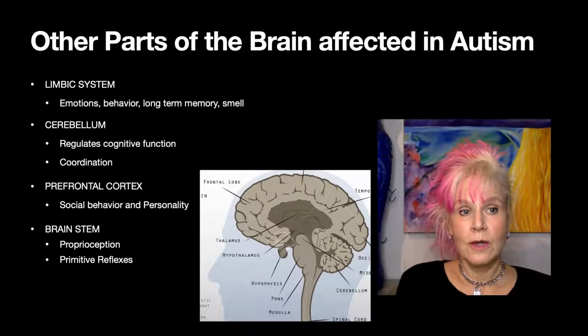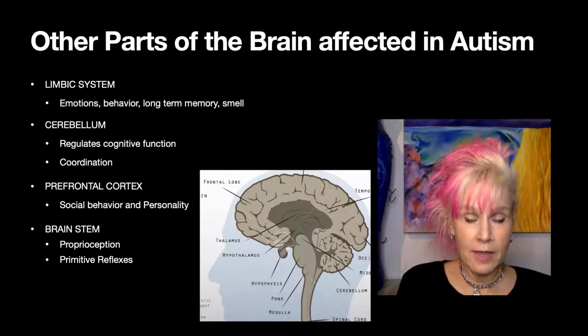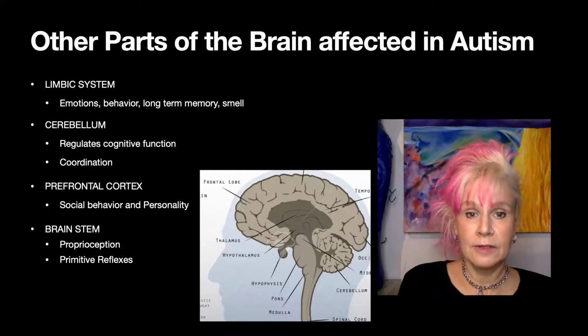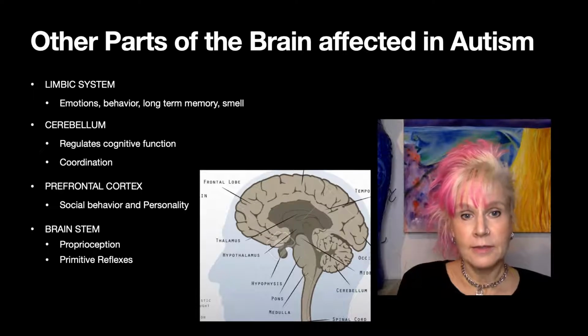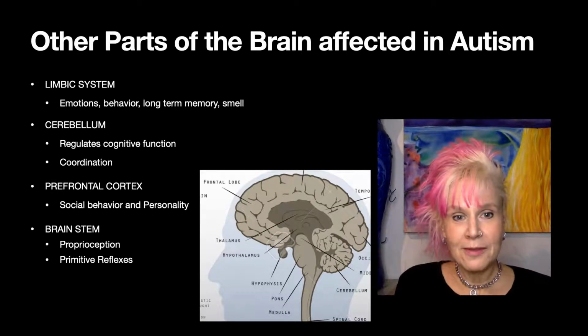That's the emotion and behavior connection. There's also long-term memory stored there, and the sense of smell. So a lot of primitive animals rely on their smell to know that there is danger or that something is okay. And this is where we get the reptilian brain, as people will say. That's the limbic system.